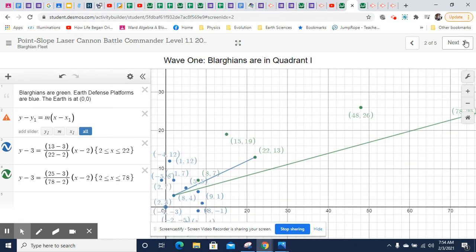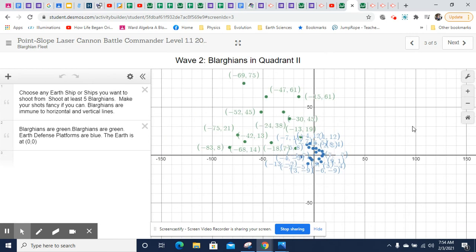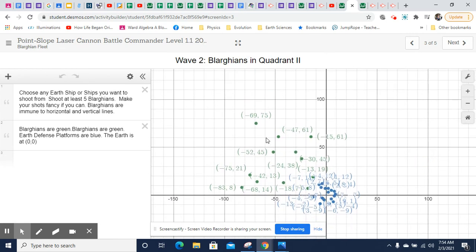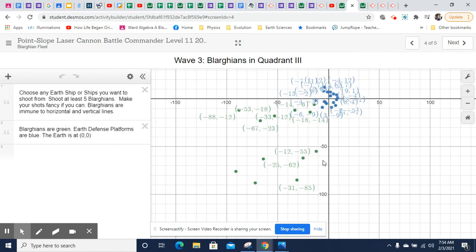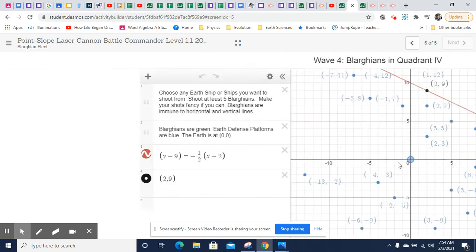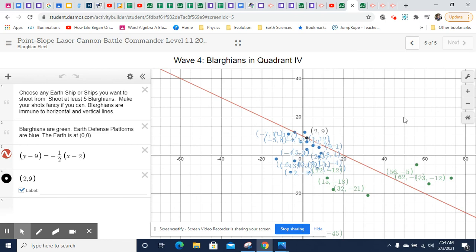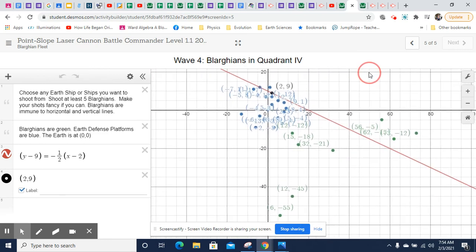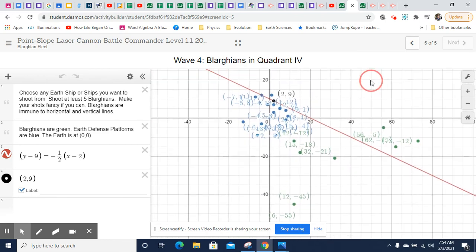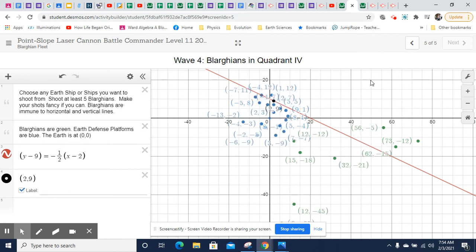And the Blargian, you might have to zoom out a little bit here and there, but the Blargians come in from quadrant 2. This is quadrant 1, quadrant 2, quadrant 3, quadrant 4. And here they're coming from quadrant 3. And in this one, I'm going to have to zoom out a little bit, but you'll see most of them they're all coming in from quadrant 4. Okay. So that's all there is to it.